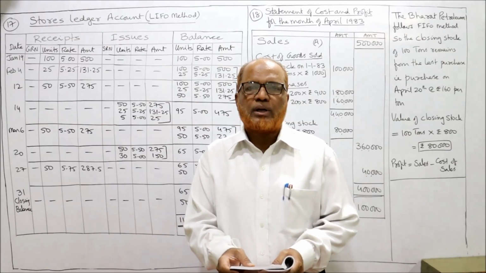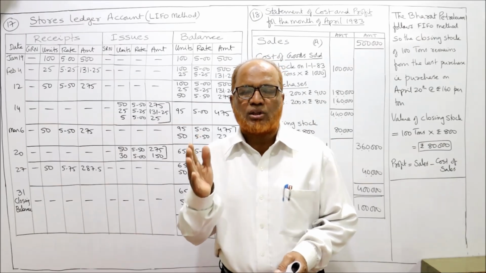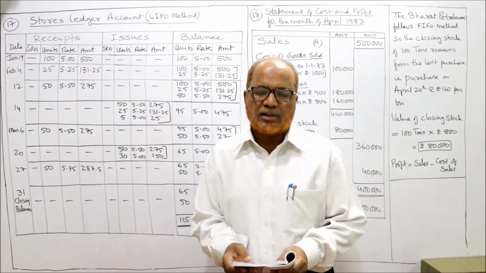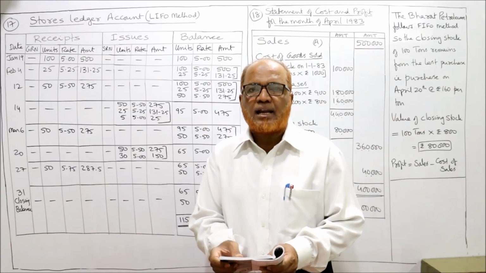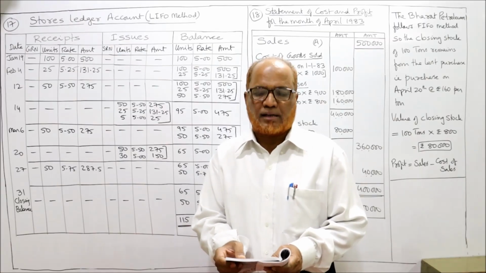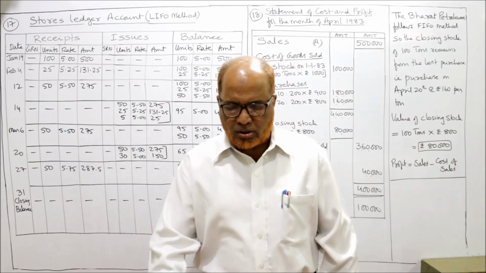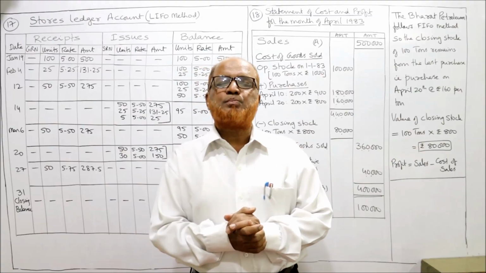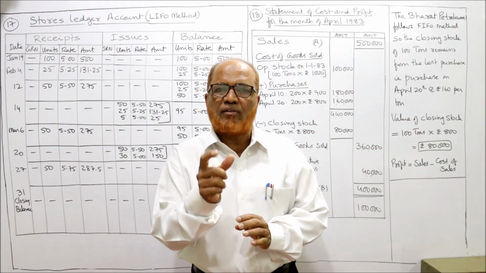At the end of the accounting year, our accounting year ends on 31st March, so we have to find out what is the balance of stock on 31st March. State clearly your method of pricing and value the closing stock. The new point in this problem is, it has not specified which method we have to follow.